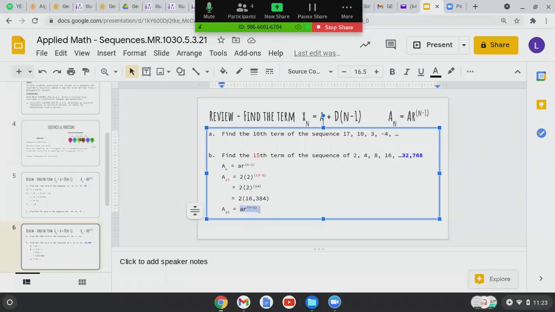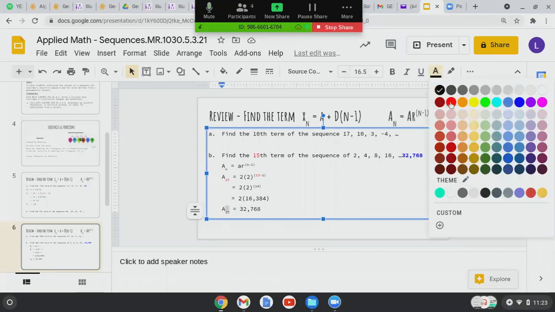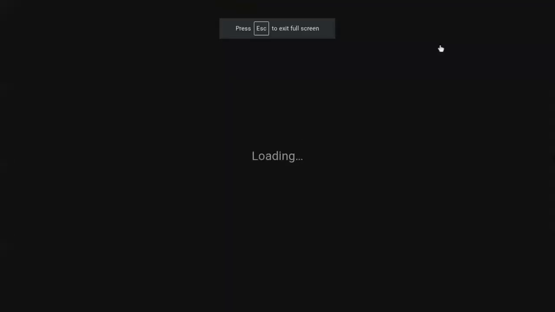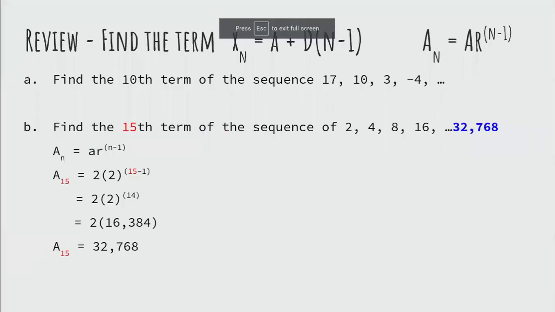Okay. So you said 32,768. Absolutely. All right. So again, that is expanded, just so you see how each of the pieces come into play. Good money.